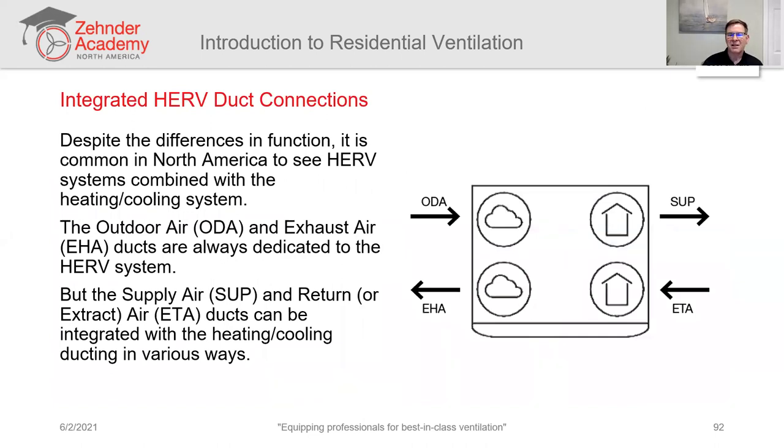Now, let's acknowledge that again, in North America, this is not done. So typically what is done in North America is that your supply air and your extract air, or people often call that return air, your supply and return air ducts from the ERV are connected right to the heating and cooling system. So we'll acknowledge that that's the reality. And let's talk about how that's typically done. There's a few different ways.